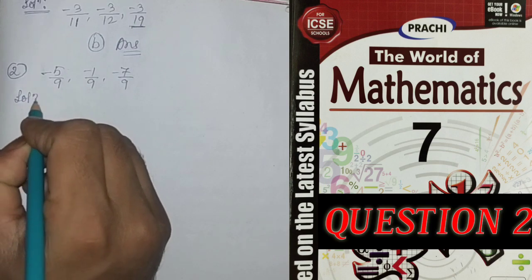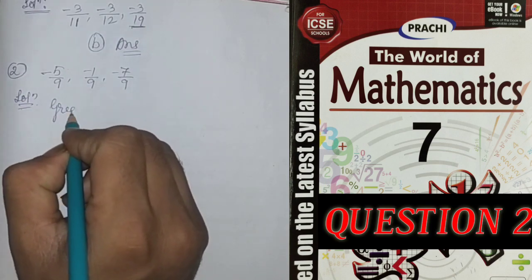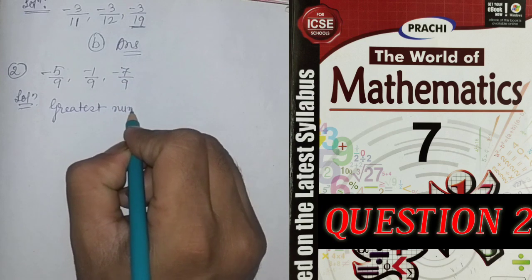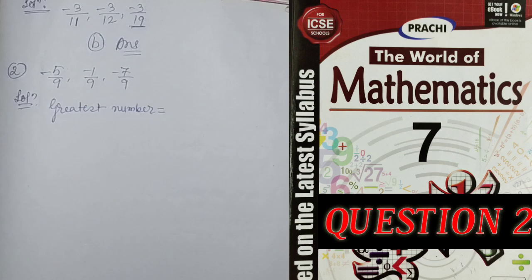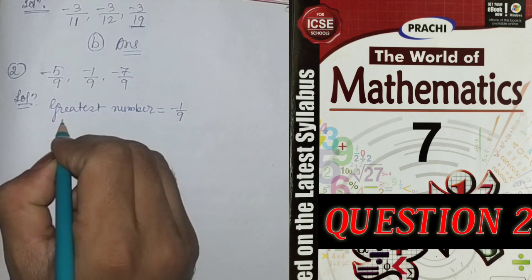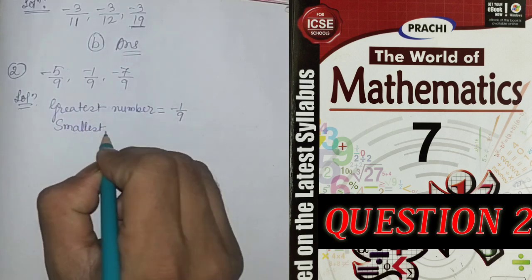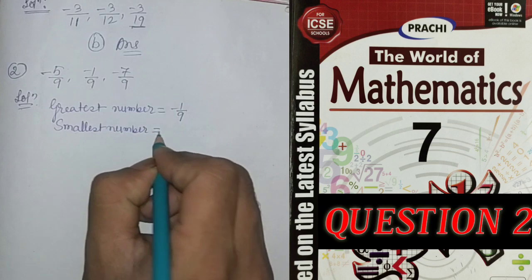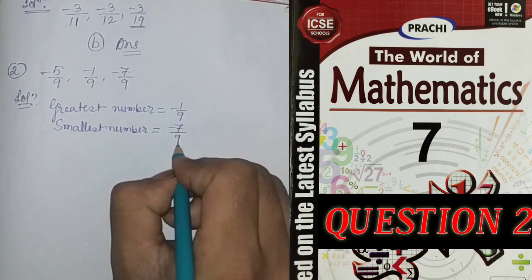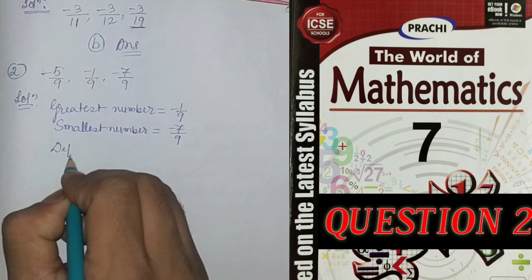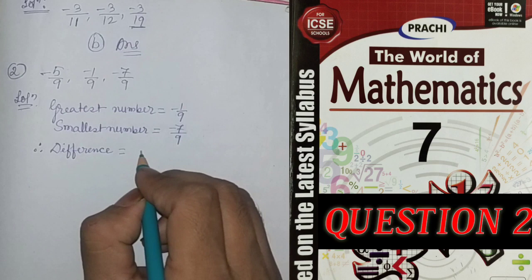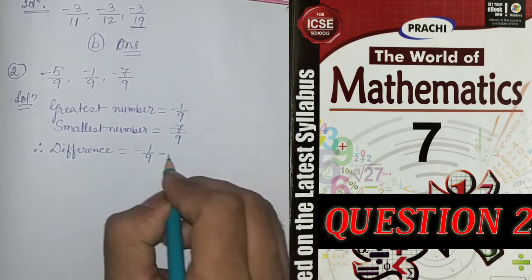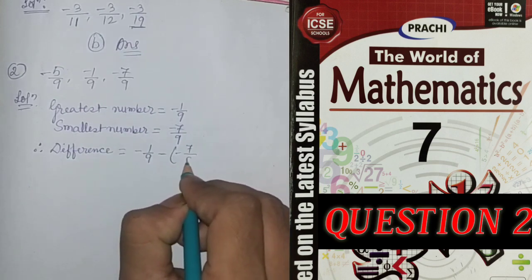The solution will be like this. First we have to find the greatest number. In these rational numbers, minus 1 by 9 is the greatest number, and the smallest number we can easily find. The smallest number is minus 7 by 9. Now the difference will be minus 1 by 9 minus bracket minus 7 by 9.